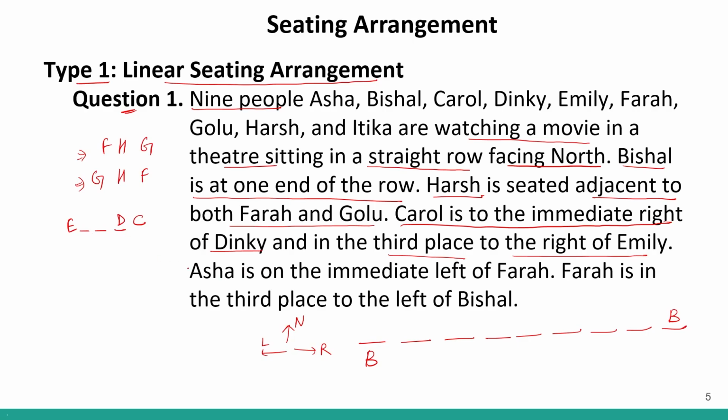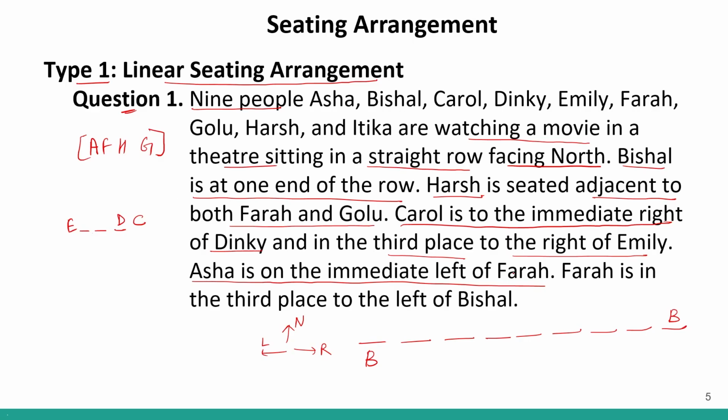It is given to us that Asha is on the immediate left of Farah. That means Asha can be here and here. But we know that Harsh is seated adjacent to Farah and Golu, so this is not possible. We will get Asha, Farah, Harsh and Golu, and these four will be seated like this.